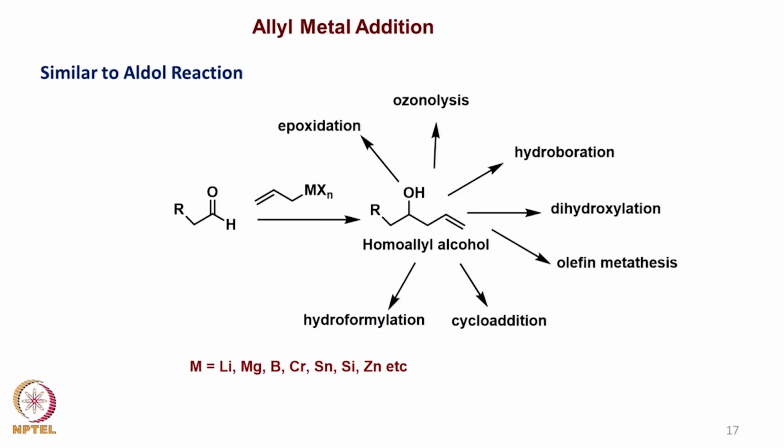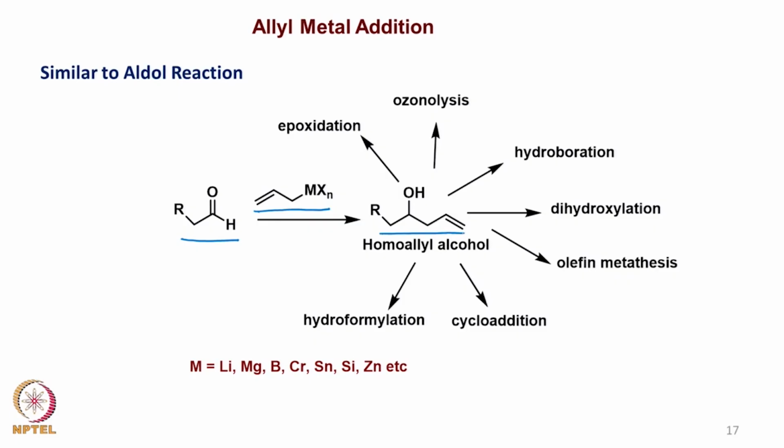topic where we try to look at how allyl metal additions are taking place on a carbonyl group. Say for example, if we have a substrate of this kind where we have an aldehyde and we take an allyl metal kind of substrate, and if we add the allyl group onto this, we can convert the aldehyde into a homoallyl alcohol here.